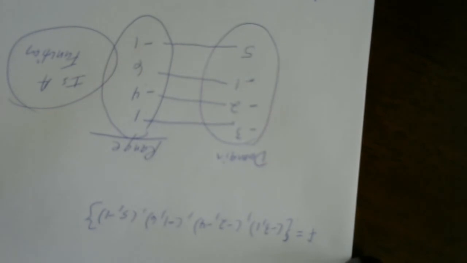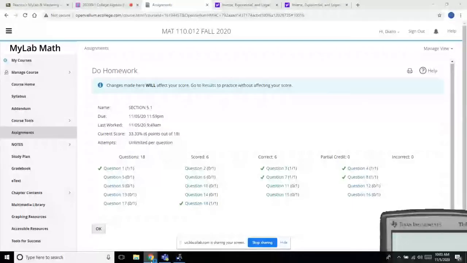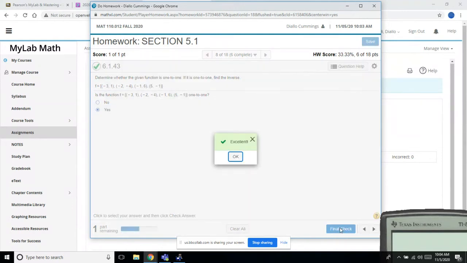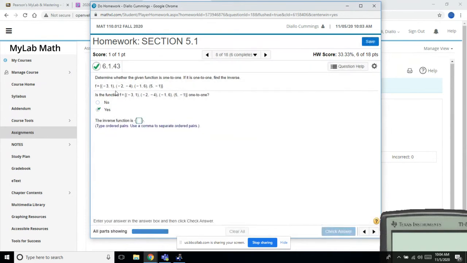So if I go back to our assignments, okay, is this function one-to-one? And the answer would be yes. Okay, so just remember in short, if I don't have any repeating x's, it's one-to-one. If you have repeating x's, then it's not one-to-one.